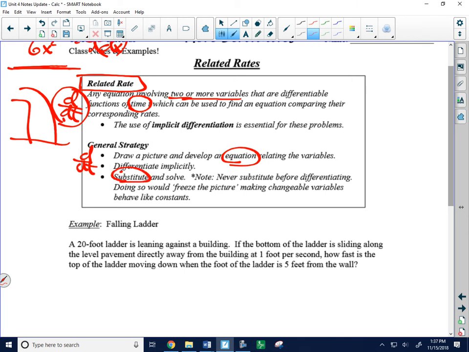I'll show you in this first one how substituting works. You can sometimes substitute to start, but I'm going to frown upon that because what can happen is you could take the picture at one moment in time. It's easier to explain once we do this one. One moment in time, freezing the picture, and it just causes the problem to be thrown off. So I encourage you to substitute at the end.